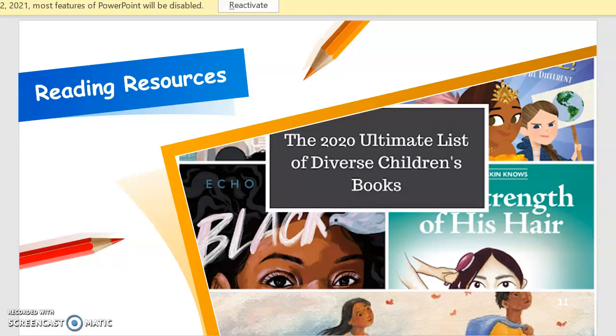During reading time throughout the length of the project, which I expect to be somewhere around three weeks, I will use different reading resources that I've compiled from the 2020 Ultimate List of Diverse Children's Books. Assessment will take place through observation of the student's personal level of confidence, as well as the marked differences in progress in the areas that I've outlined.